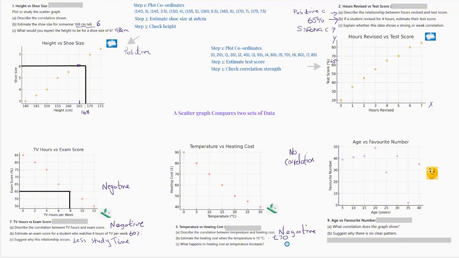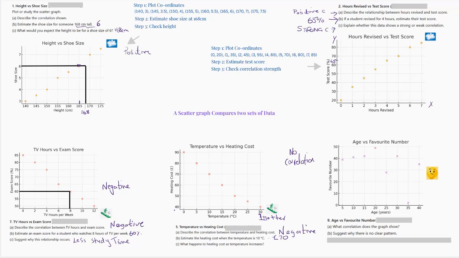And then finally, what happens to heating costs as temperature increases? Now, we're using the same concept. So let's have a look. So when the heating cost gets to, say, £40, because that's cheaper, isn't it? What happens to the temperature? The temperature has risen to 30. So that means it's hotter. Yeah? So it's hotter. And what happens when it's hotter? You don't use the radiators, do you? You don't use the heating. So that means your heating cost has dropped to £40.